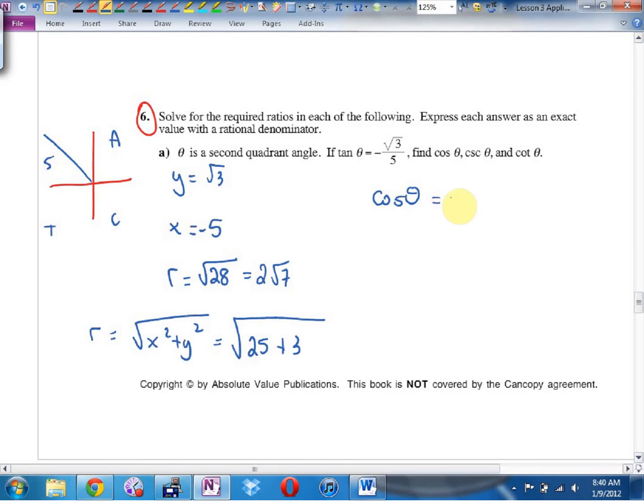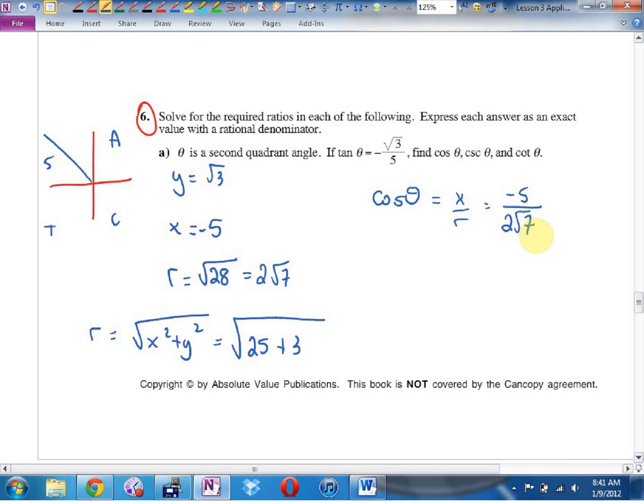It's x over r. It's going to be negative 5 all over 2 root 7. Is that exactly what it looks like in the back of the book, or have they rationalized the denominator in the answer key? Can someone look? That's my way of saying, can someone check? Does it actually say negative 5 all over 2 root 7, or does it say negative 5 root 7 over 14?